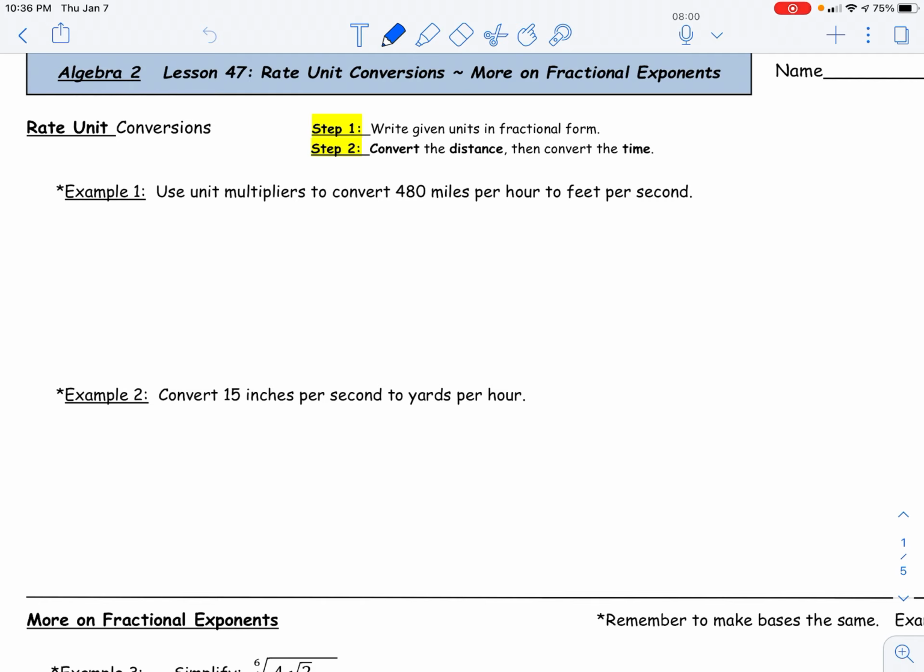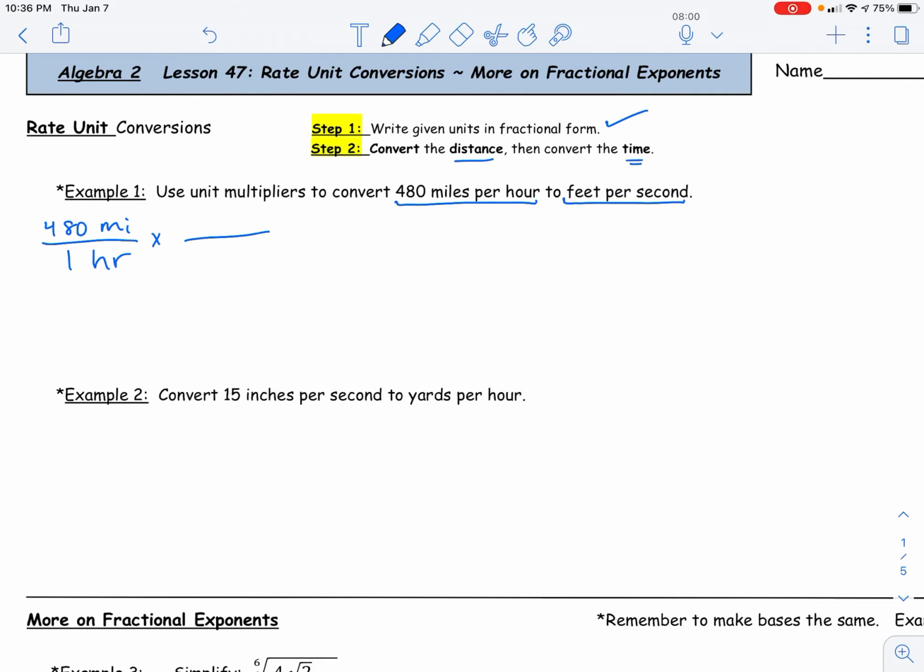So we're going to use unit multipliers to convert 480 miles per hour to feet per second. Okay, so we always write what we're starting with first. And remember, step 1 up here says write the given units in fractional form. So let's take this 480 miles per hour and write it in fractional form. So you're going to have 480 miles per hour. So we'll put it over 1 hour. Let's build in a unit multiplier, figure out what we need. We know the bottom. Now remember, we start with distance, and then we're going to do time.